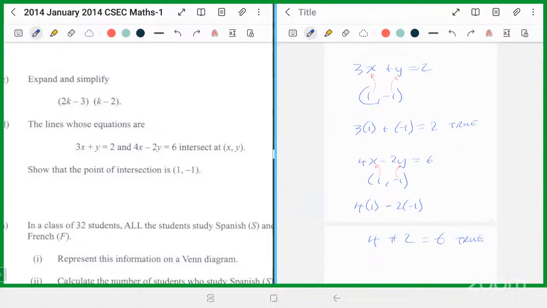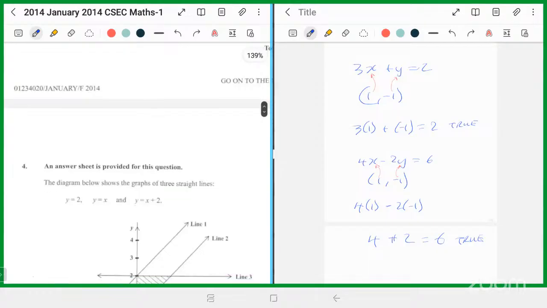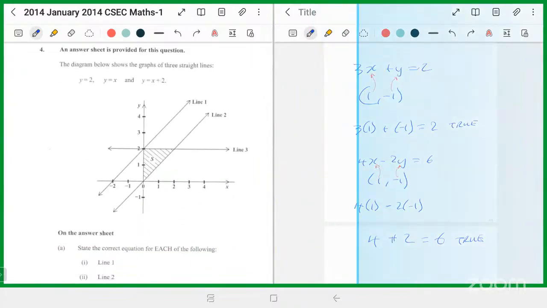Alright, so that finishes that question. And number 4 now. Number 4, this question, and we can mark it on the screen.